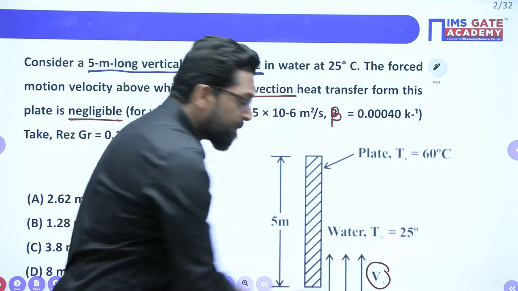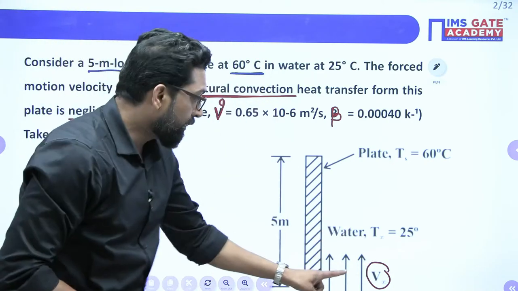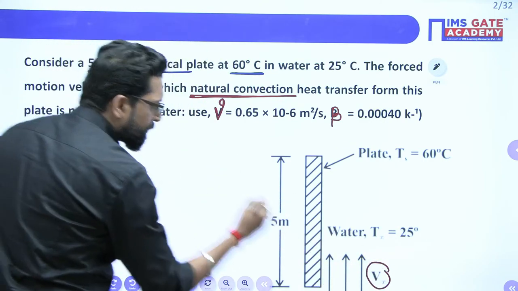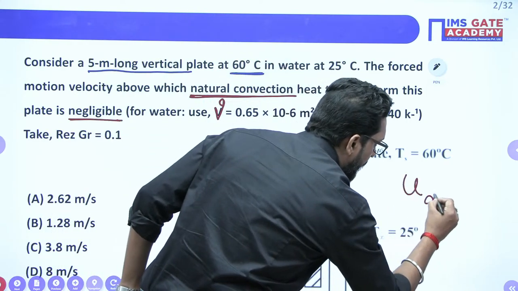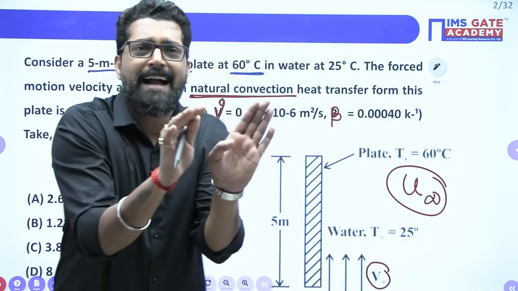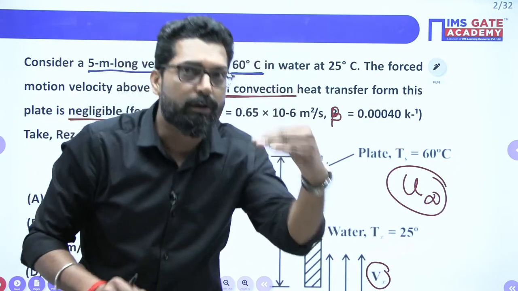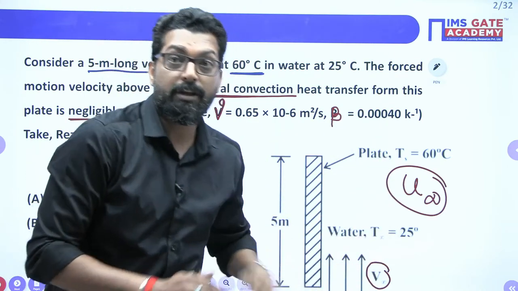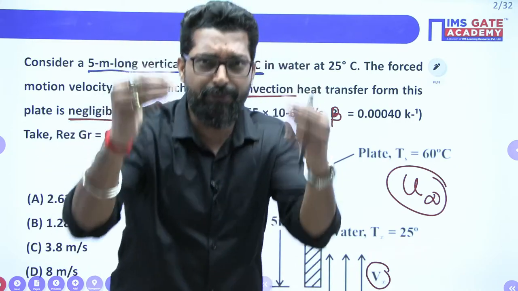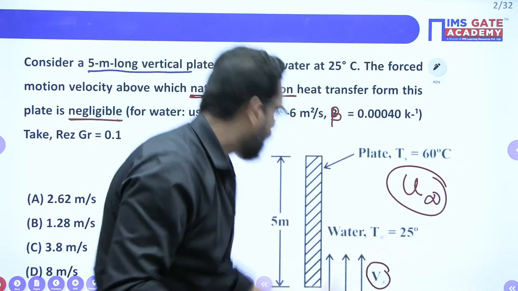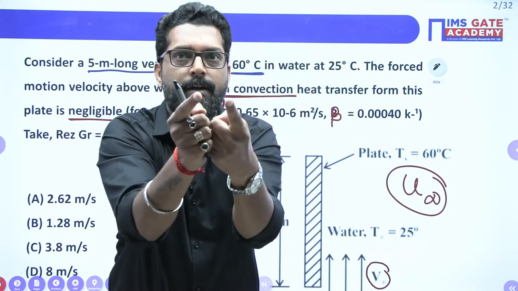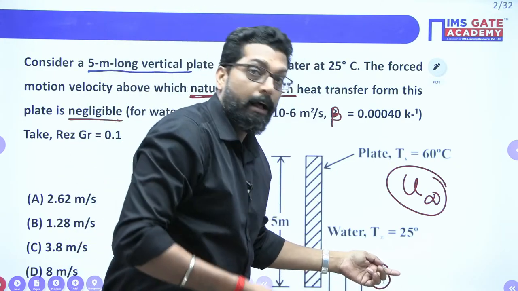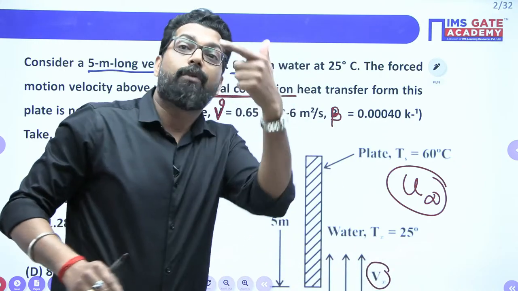Yes, see beta, if there is a plate, it is not an average velocity. I am telling you, this is the given free stream velocity, u infinity. Free stream velocity is not a kind of average velocity. Very important, please keep in mind, when the fluid is flowing over an exposed surface, that means there are no enclosures, the flow is not within an enclosure, within a tube, then the velocity is always the free stream velocity.